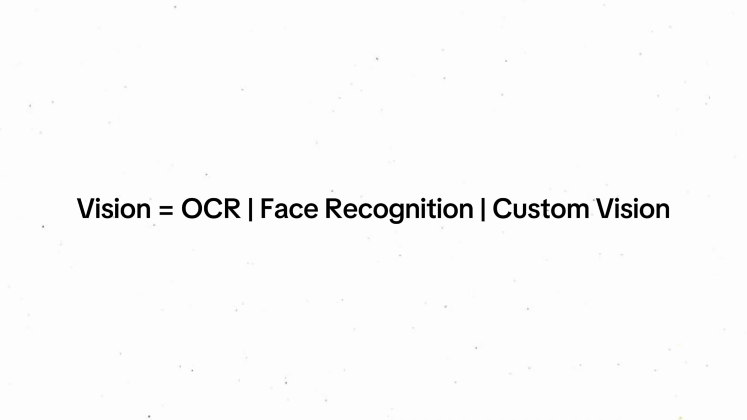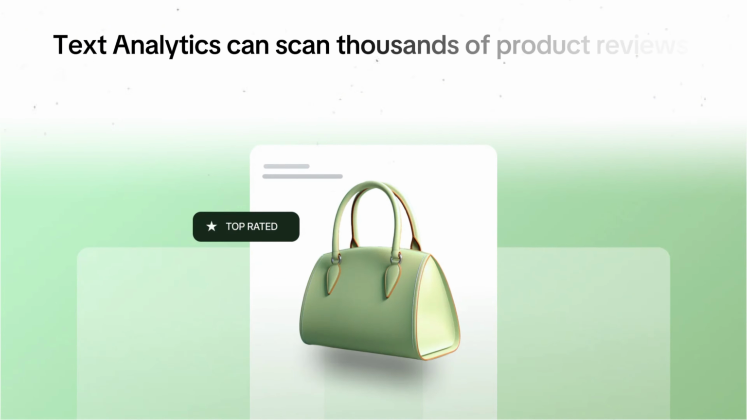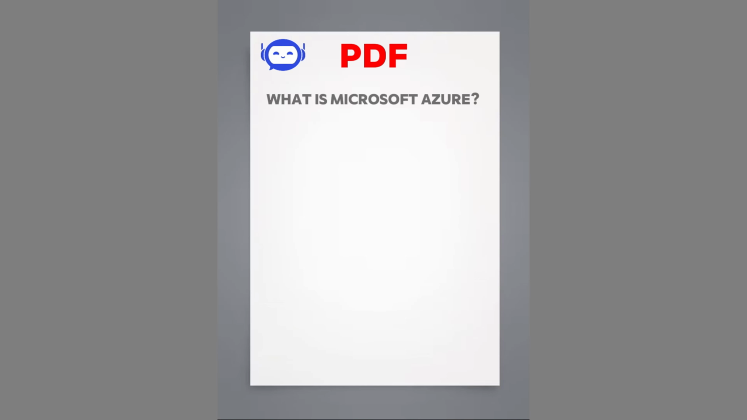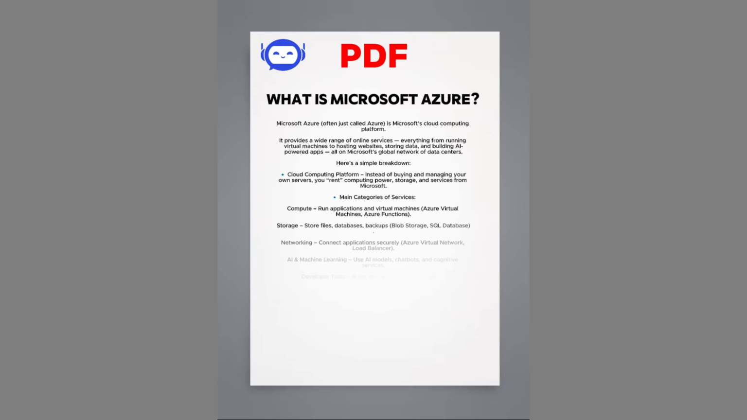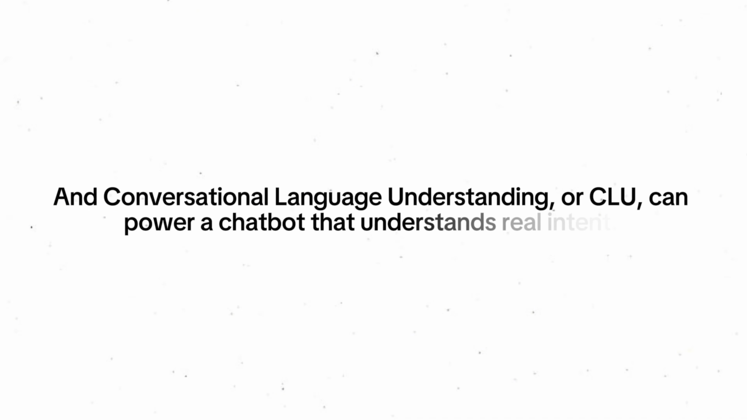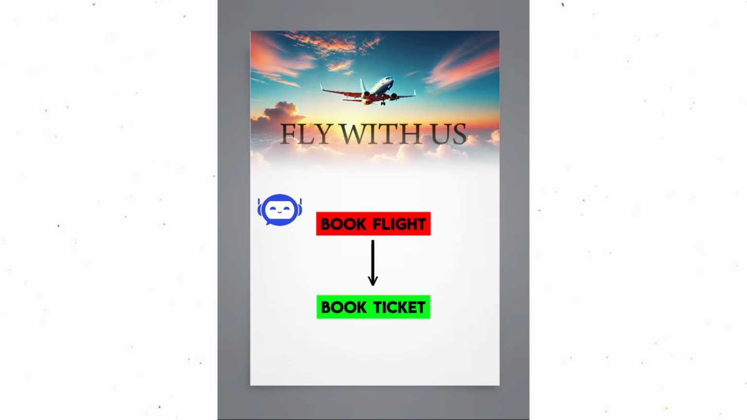Next, language. Text Analytics can scan thousands of product reviews and tell you which are positive and which are negative. Question Answering can build a chatbot that answers FAQs directly from a PDF document. And Conversational Language Understanding, or CLU, can power a chatbot that understands real intent, like booking a flight or checking an order. Whenever it's about text, documents, or conversations, language services are the answer.